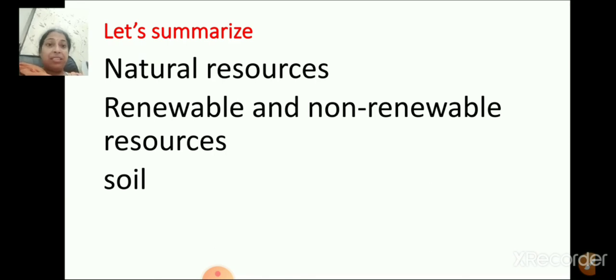Okay. Next is renewable and non-renewable resources. What are renewable resources? Renewable resources can be constantly renewed by natural processes, whereas non-renewable resources get exhausted or they can only be renewed very slowly over millions of years. They take millions of years. Okay. Next is soil. So what is soil? Soil is the loose uppermost layer on the earth's surface.